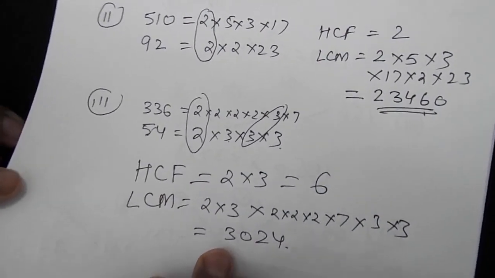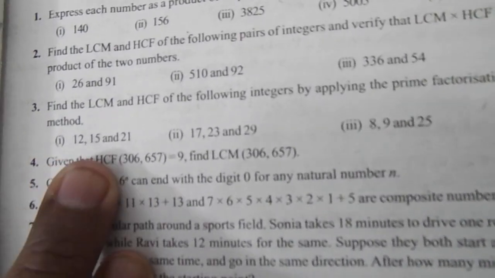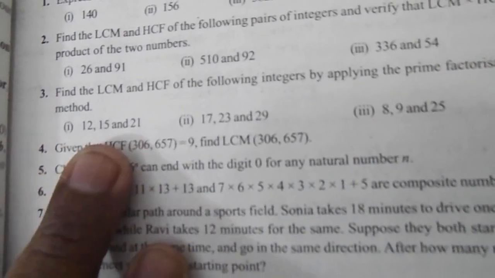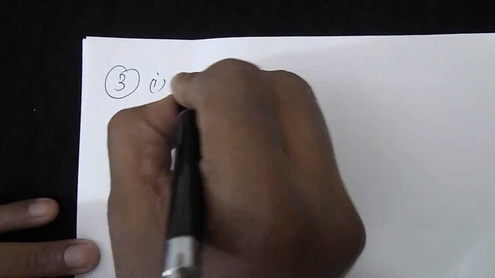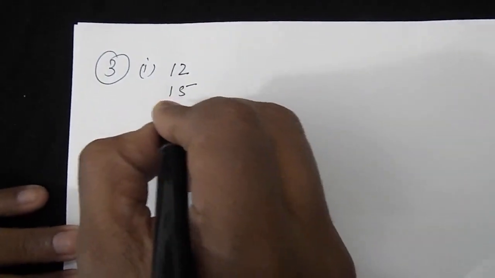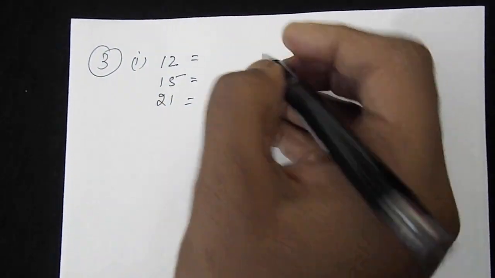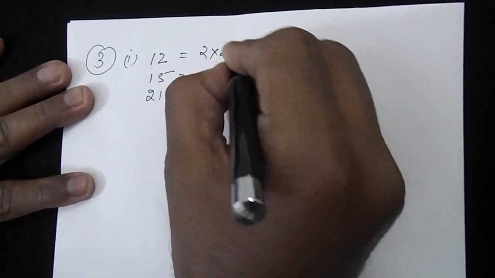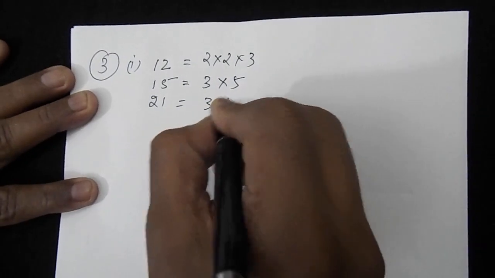Now students, moving on to question number 3. Find the LCM and HCF of the following integers by applying the prime factorization method. Now there are 3 numbers, 12, 15, 21 and so on. So let us take question number 3, first part, 12, 15, 21. Let's find out the prime factors of these numbers. 12 will have 2 into 2 into 3, 15 will have 3 into 5, and this is 3 into 7.